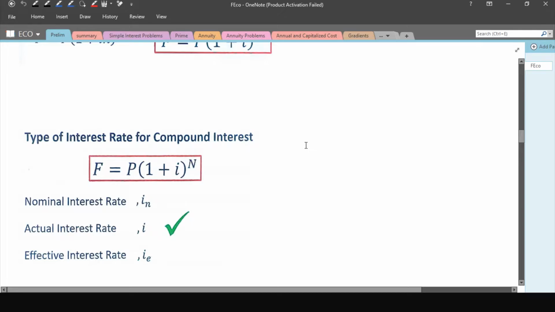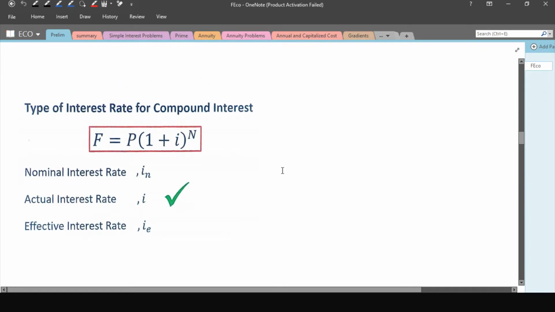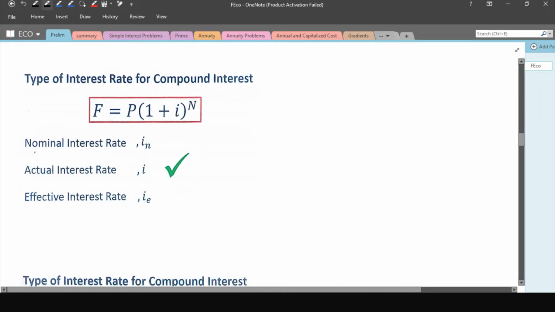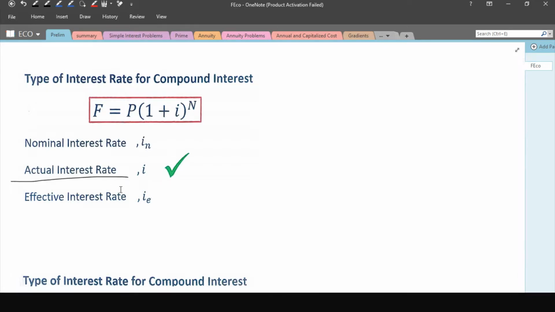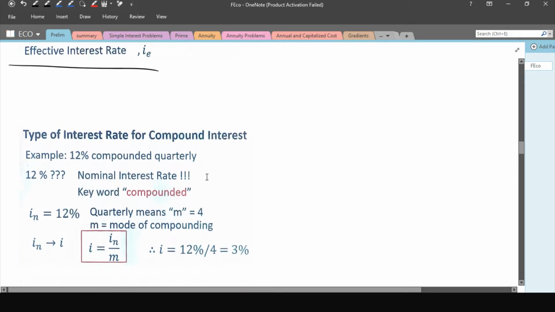Now, there are types of interest for compounding interest. Okay. The nominal, the actual, and then effective. Kapag sinabi sa problem, without compounding, the rate of interest is 10%, that is actual. Pag sinabing the rate of interest is 10% compounded semi-annually in a year, that is nominal. Kapag sinabing the effective rate of 10% compounded semi-annually to annual, that is effective. Yun po ang pinagkaiba. Ayan.